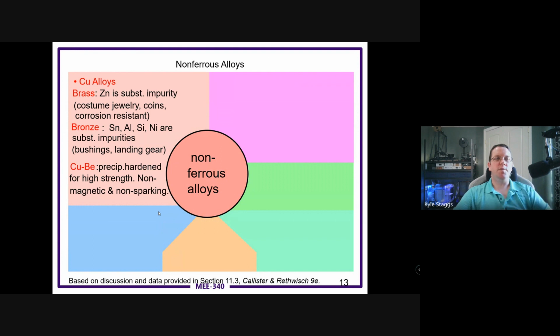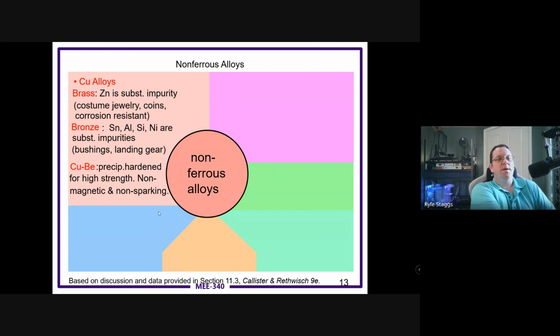And so those would be something like copper beryllium. These are non-magnetic and non-sparking. So these are specialty tools used in highly charged environments. Those are very expensive, very difficult to get a hold of.